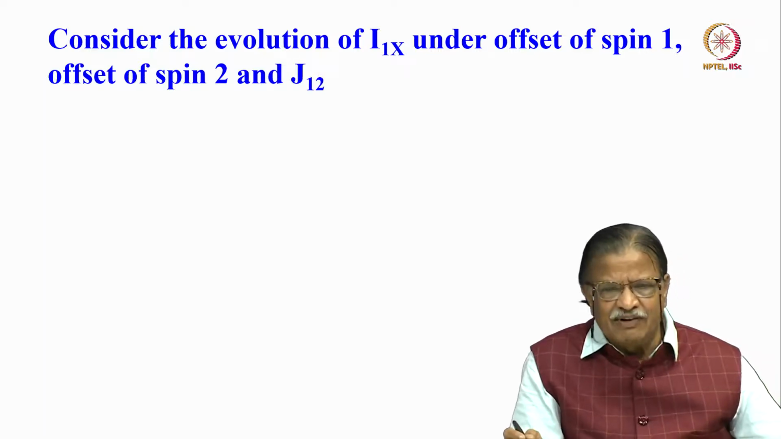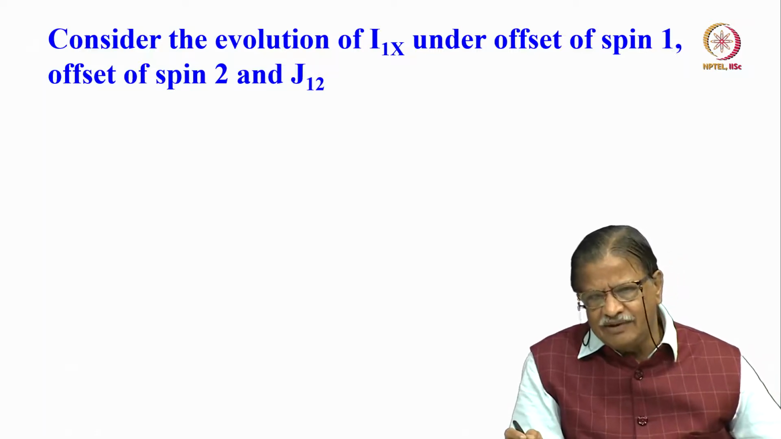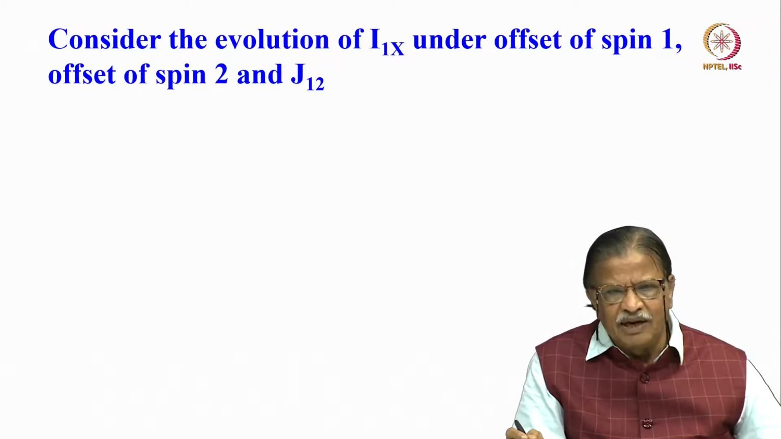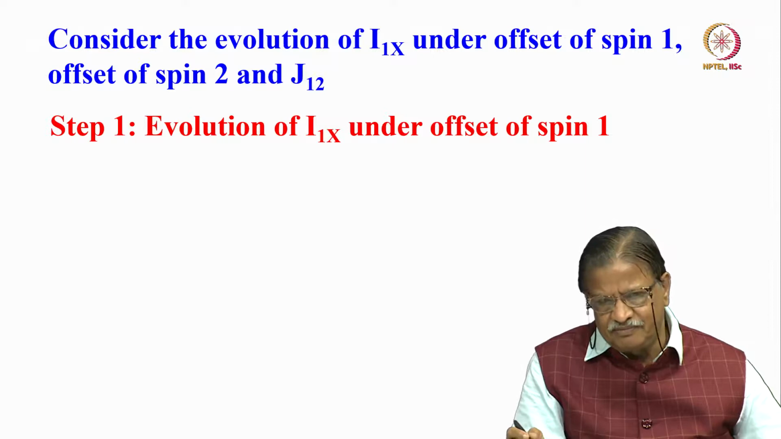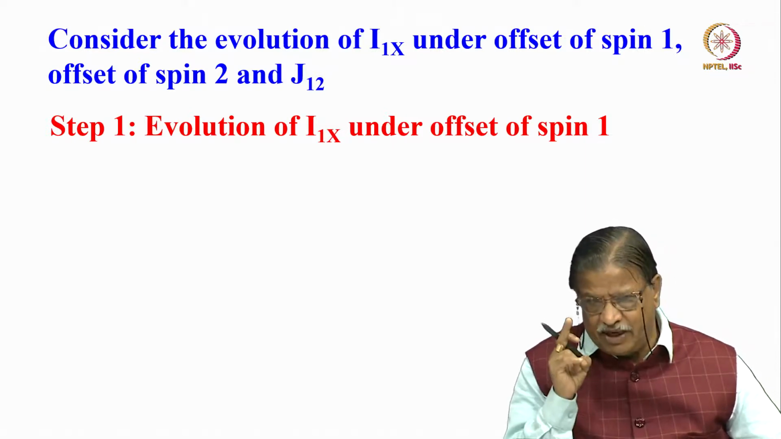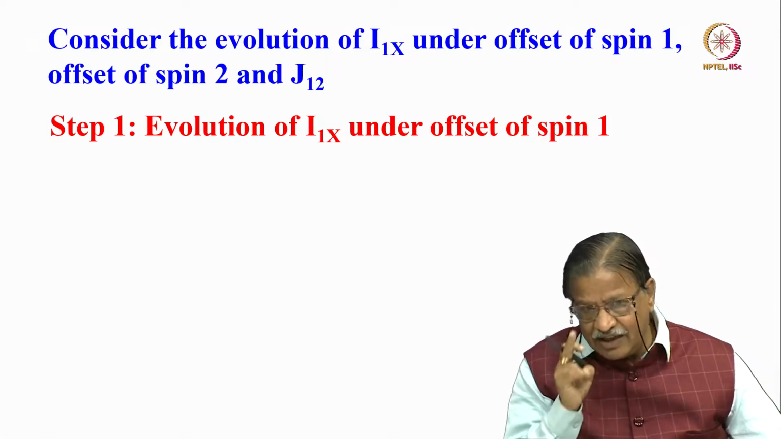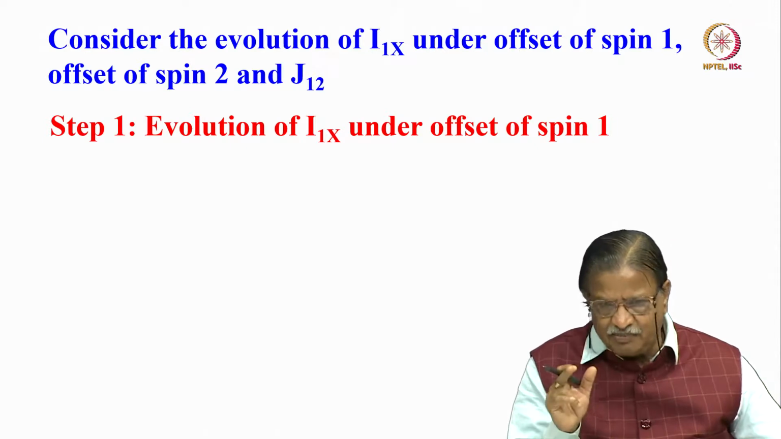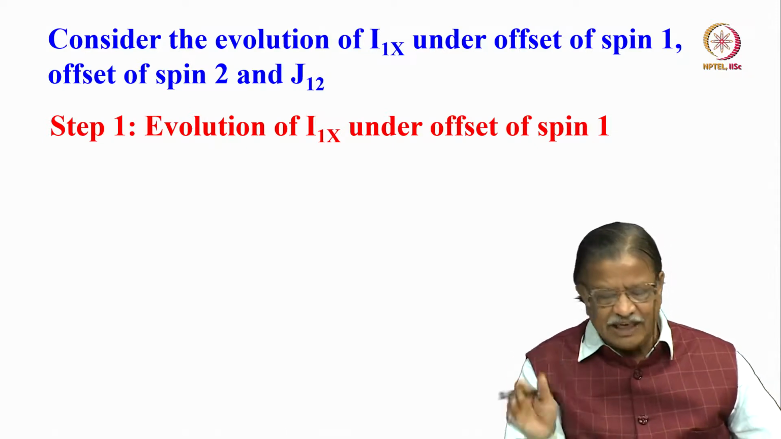Now, let us consider the evolution of I1x under offset of spin 1, offset of spin 2 and J12. What is I1x? It is in-phase X magnetization of spin 1. I told you it is in-phase X magnetization, diagrammatically I showed you. I1x is for the first spin, spin 1, in-phase X magnetization.